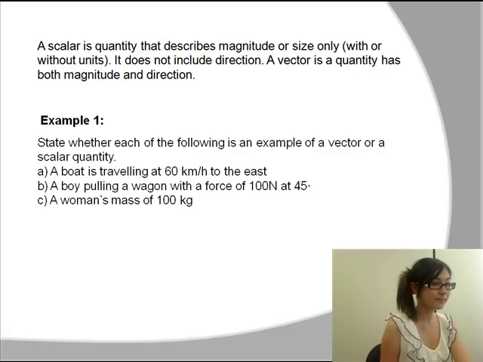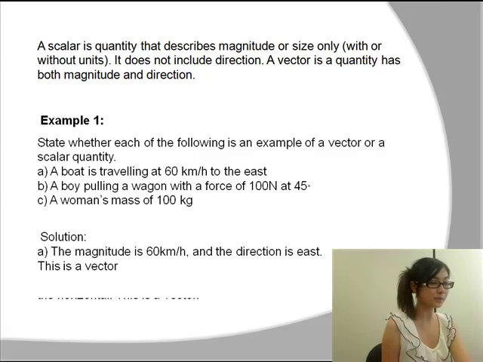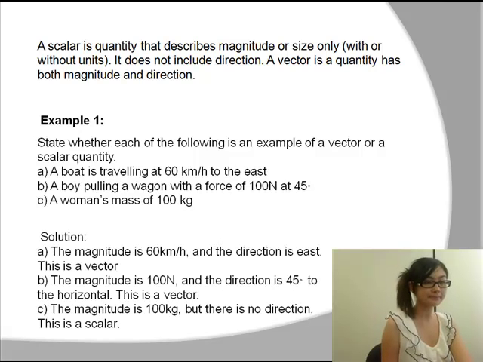The last one is a woman's mass of 100 kilograms. That would be a scalar because we're only describing the magnitude, but we have no idea what the direction is. So here's the answer. The first one's a vector, the second one's a vector, and the third one's a scalar.